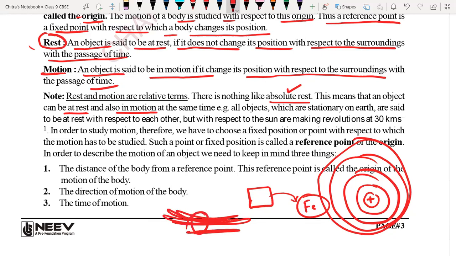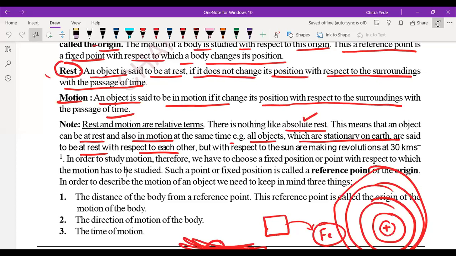So rest and motion are relative terms. At the same time, all objects which are stationary on the earth are said to be at rest with respect to the earth. If suppose a stone is lying on the hill, with respect to earth it is not in motion, but with respect to our solar system it is in motion, because it is moving along with the earth. Is it or not? Is it, everyone? Yes, sir.